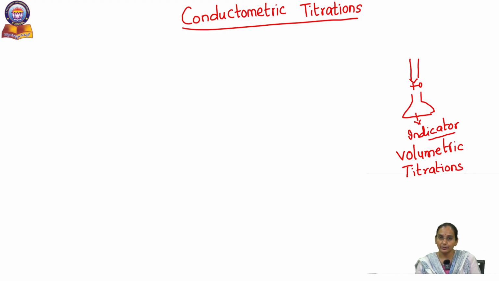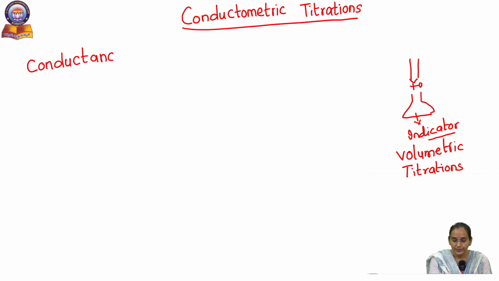But coming to conductometric titrations, we are going to measure the conductance of the solution. Here we are not going to use an indicator. Simply by measuring the conductance of the solution, we are going to calculate the endpoint.